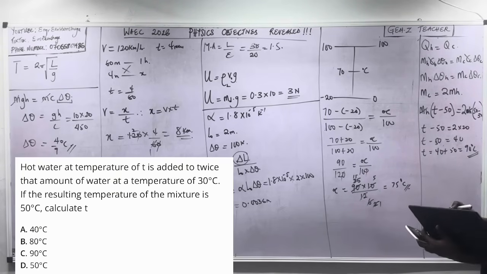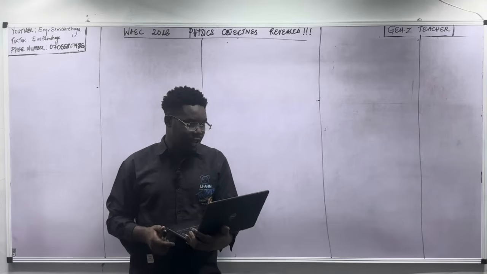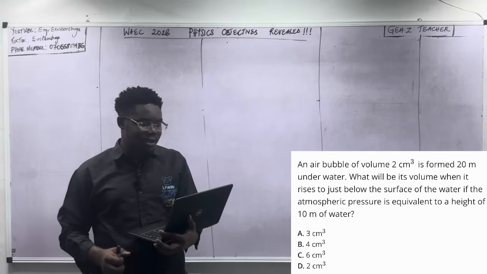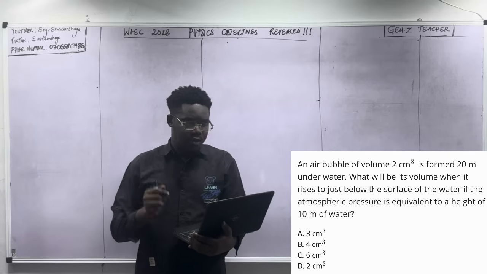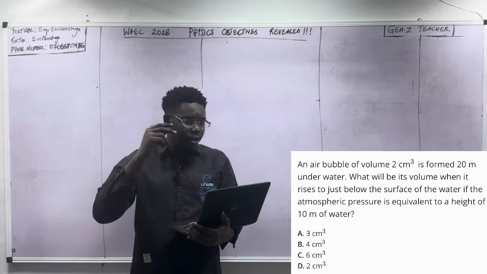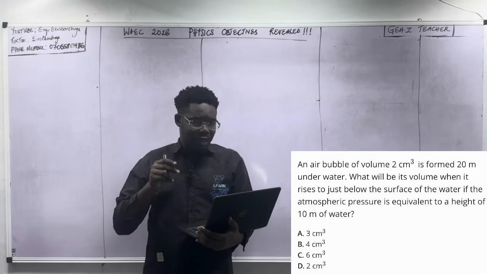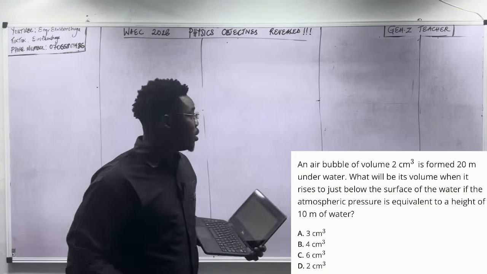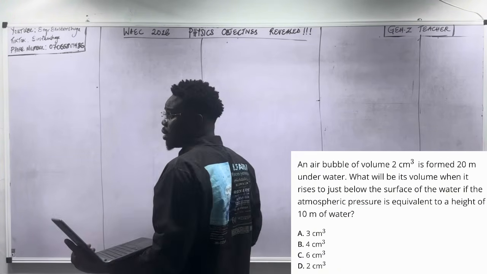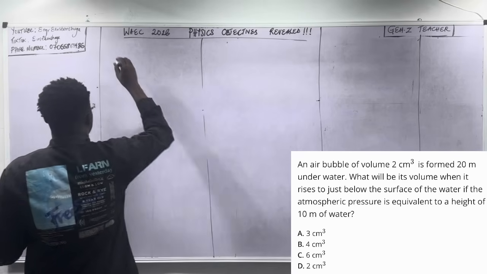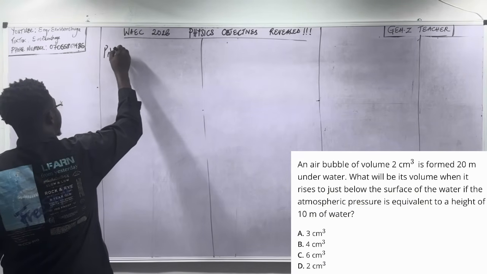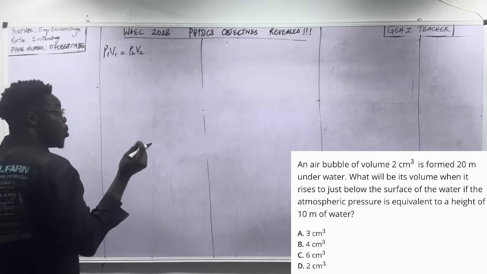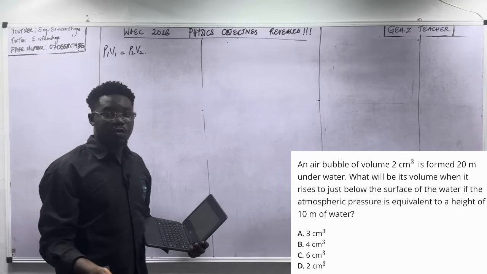Number 15, an air bubble of volume 2 cm cube is formed 20 meters underwater. What will be its volume when it rises to just below the surface of water if the atmospheric pressure is equivalent to a height of 10 meters of water? Now quickly, we are dealing with pressure and volume. So we're going to be applying Boyle's law that says P1 V1 equals P2 V2. Originally the bubble was below the water surface at 20 meters.